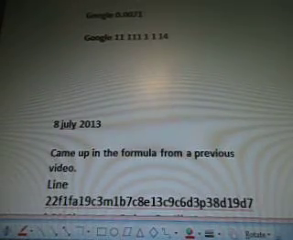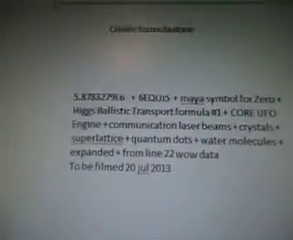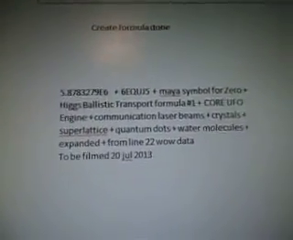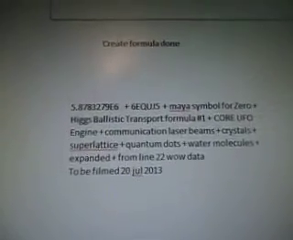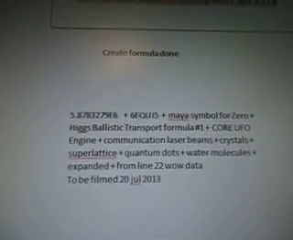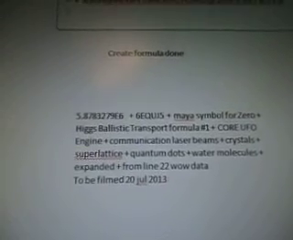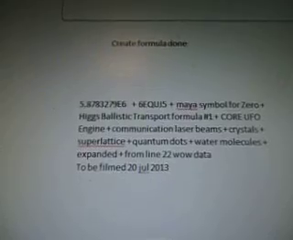Again, the data I was working on it July 8th. Today's the 25th. Actually, I'll give you this little camera here because it's quite detailed here. These are my little notes. I talk about what this video is about, so you know if it's something that you're doing or not. So 5.8783279E6. That's the symbol for zero from the Maya, and 60QUJ5 is the WOW signal number. Okay. So it's Higgs Ballistic Transport Formula number 1.